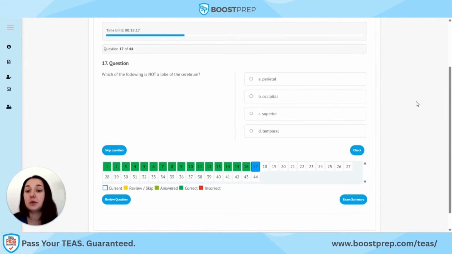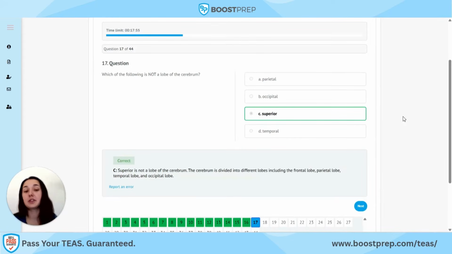Question 17. Which of the following is not a lobe of the cerebrum? A. Parietal. B. Occipital. C. Superior. D. Temporal. The correct answer is C. So superior is not a lobe of the cerebrum. The cerebrum is divided into 4 different lobes, including the frontal, parietal, temporal, and occipital.